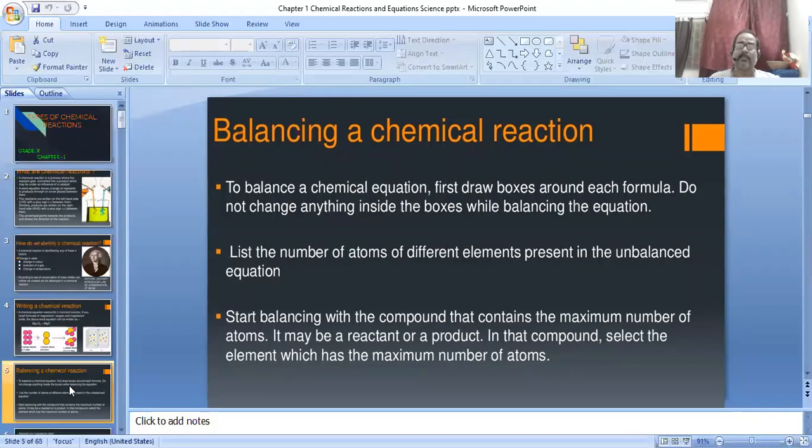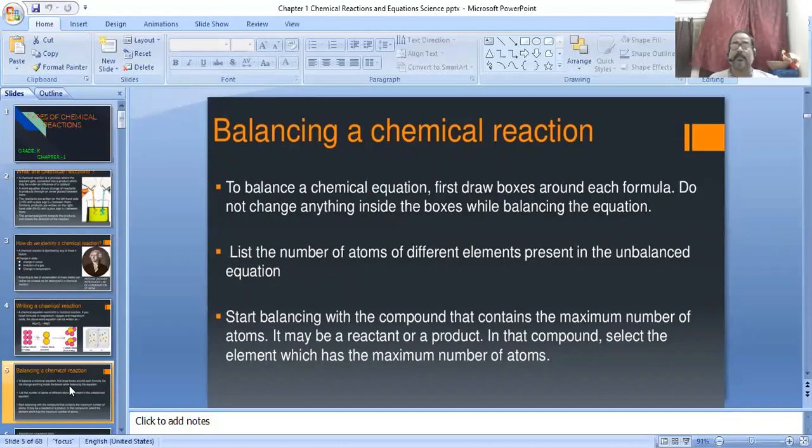So dear students, in an equation, before the arrow is the reactant part, elements, molecules or compounds, and after the arrow are the molecules or compounds. When the number of atoms on both sides is equal, it is called a balanced equation.